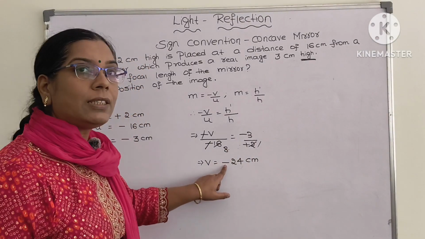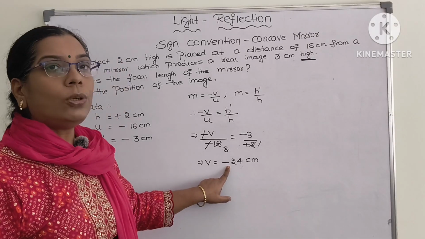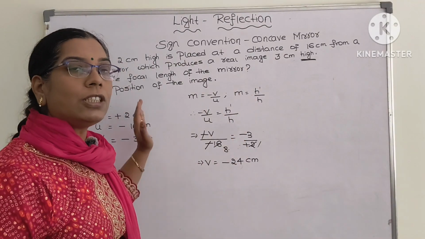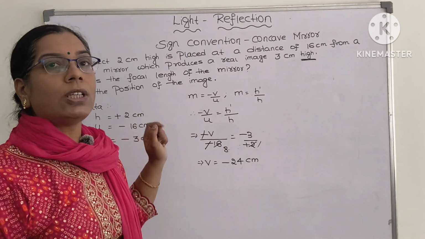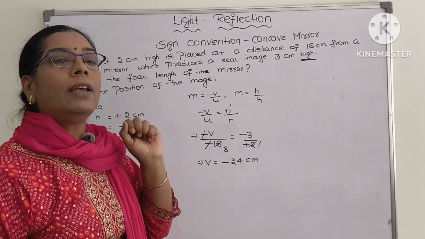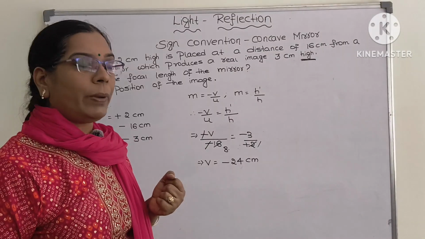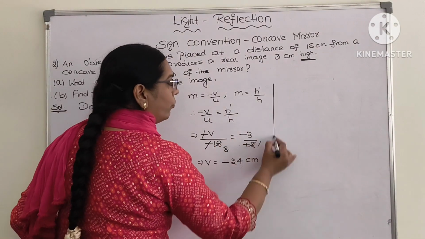What does this minus sign for the image tell you? This tells you, negative sign, that the image is forming in front of the mirror, which means the image is real. We know that anyhow it is real, but I am telling you so that you will understand the concept better. But did they ask for V? No, they asked for F, focal length.